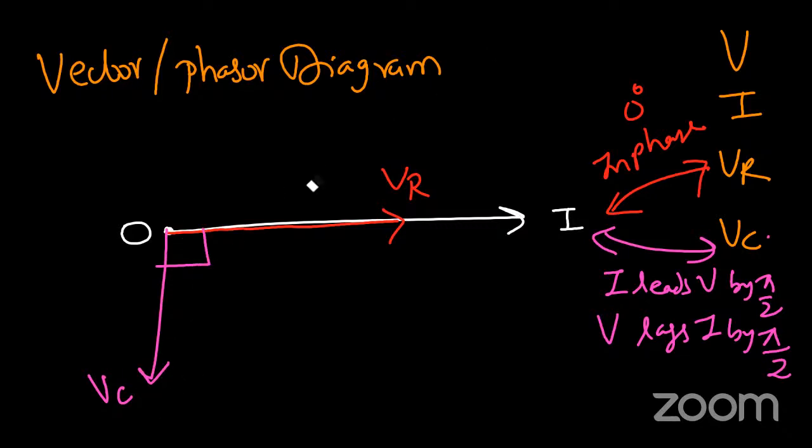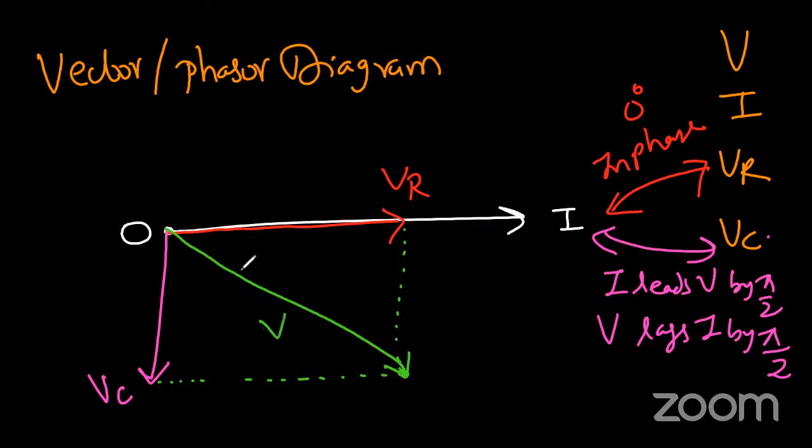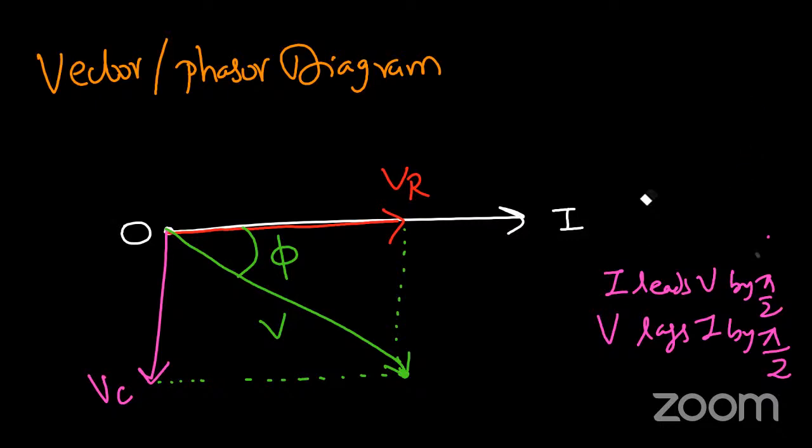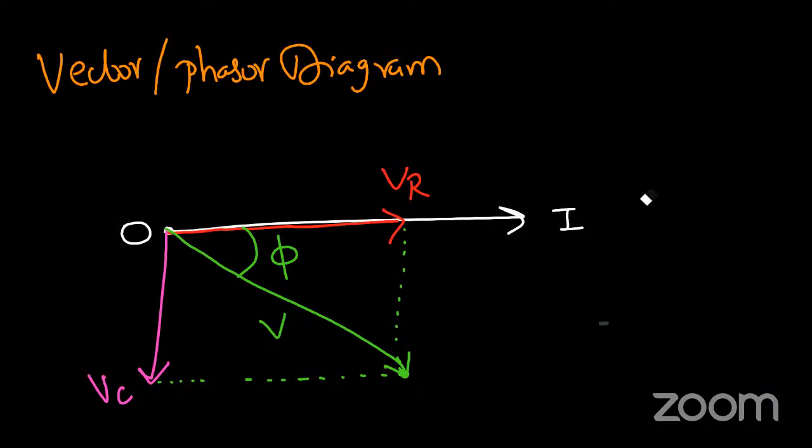And then, how to draw V? Extend both things. Extend VC horizontally, extend VR vertically, and where they meet, highlight that point and just join it. And this is your V. And with the x-axis, this is your angle phi. So this is your phasor diagram.